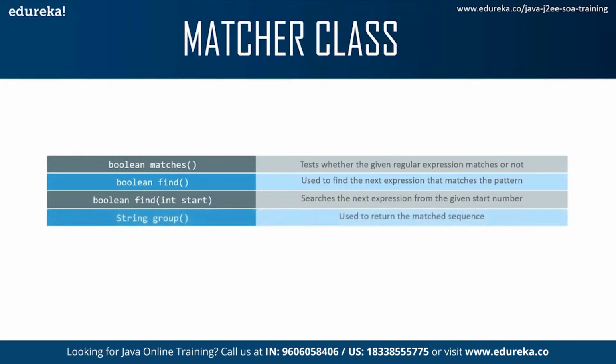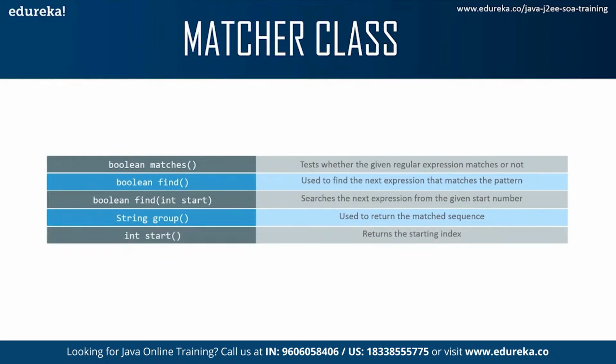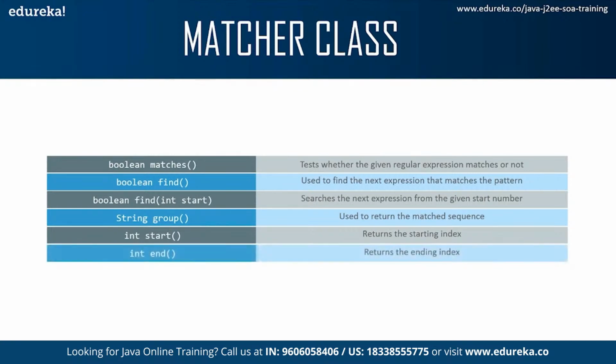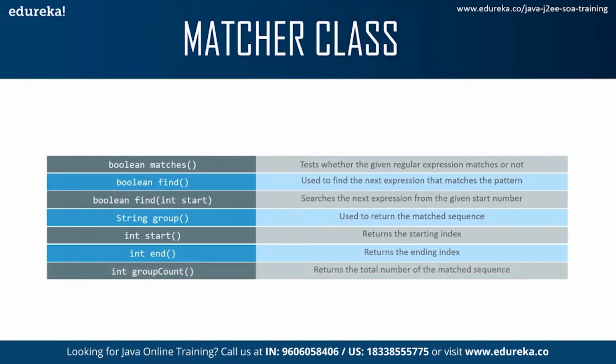You have one more method called String group. Again, this is used to return the matched sequence. So when you get the proper match sequence by using boolean matches and boolean find, then you have to return the matched sequence. In order to do that, you need to write the String group method. Next, int start. This method is used to return the starting index of the regular expression. And similarly, int end is used to return the ending index of the regular expression. And you have the group count, which is used to return the total number of matched sequences.